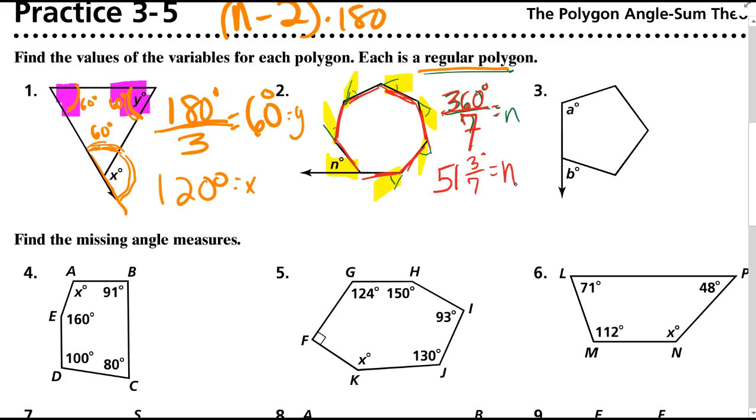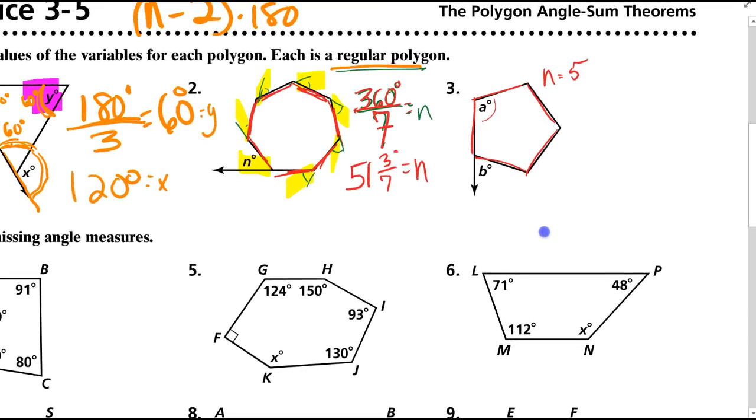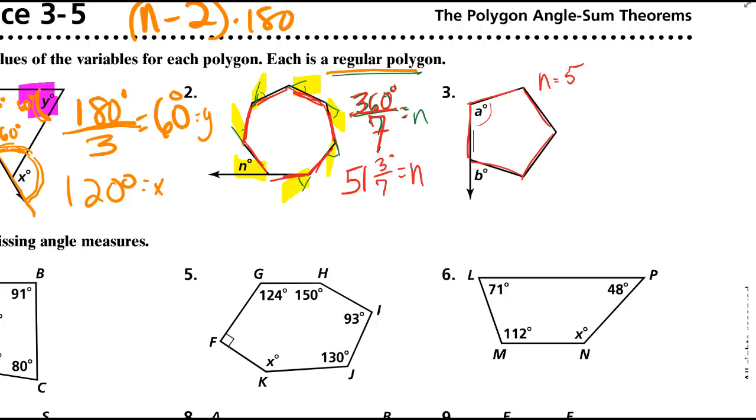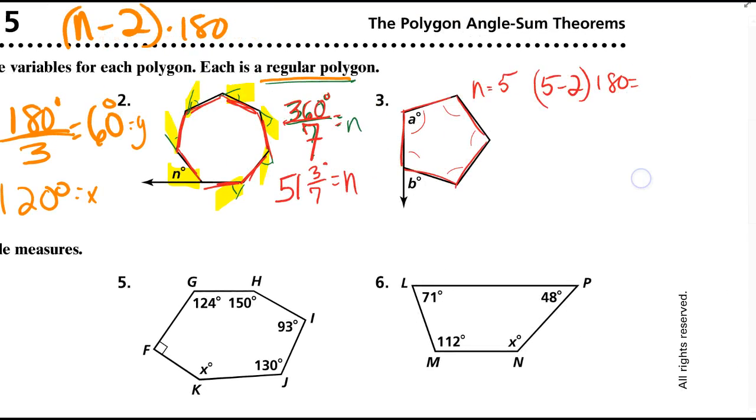Okay, moving on. Same tactic here for number 3. Let me count how many sides. 1, 2, 3, 4, 5. 5 sides, so n equals 5. Now, I have to go through my polygon angle sum theorem, then divide that by the number of sides. So this is an extra step that you haven't been doing yet, but you can handle this. So if I added up all of these interior angles, I would have 5 minus 2, there's my n minus 2, times 180. How much is that? That's 540. Let me slide this over just a little more. There we go. 540.